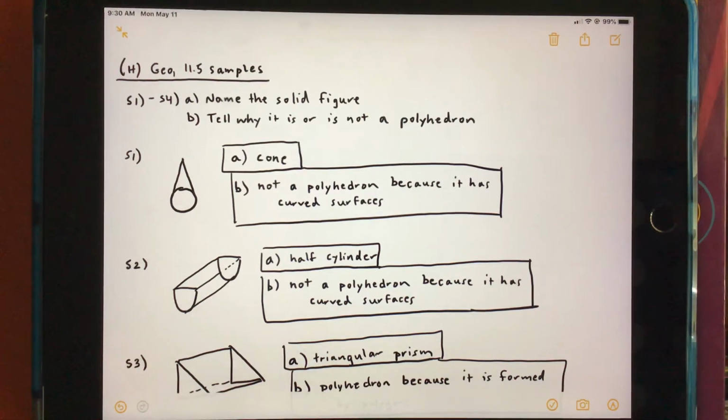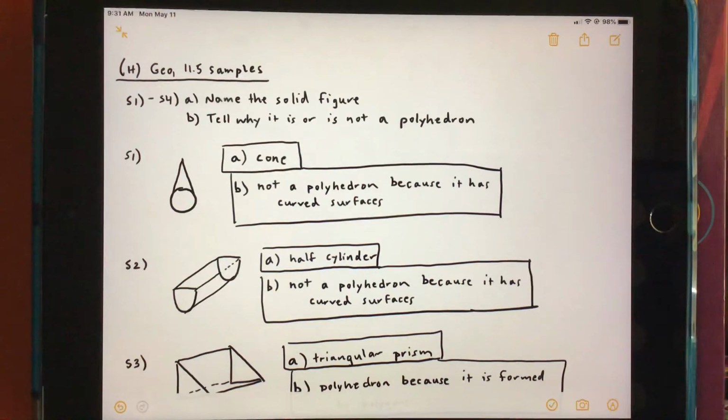Morning geometry classes. We're going to take a look at our 11.5 samples, and this is the lesson where we are talking about our solid figures. We're naming them with their correct mathematical name. We're deciding whether they are or are not a polyhedron, and then we're going to use Euler's theorem to verify the number of faces, vertices, and edges that we can count on a polyhedron.